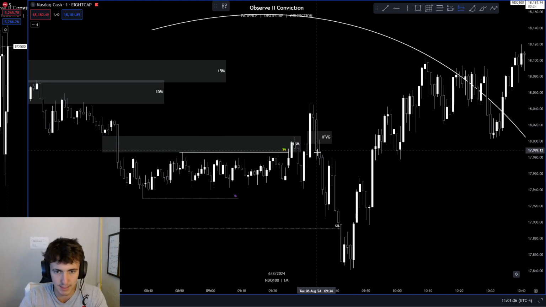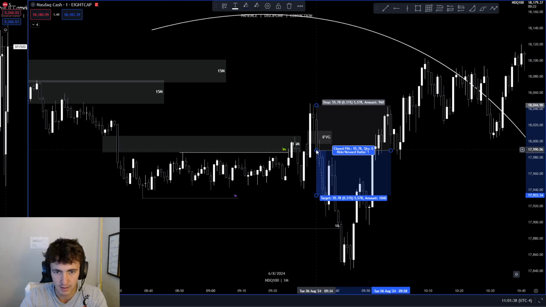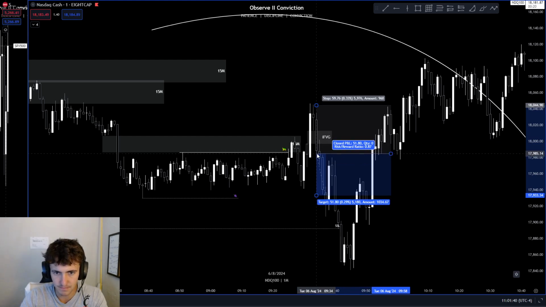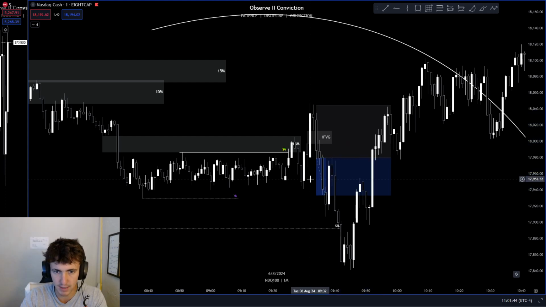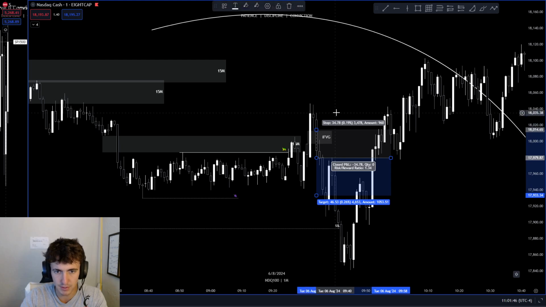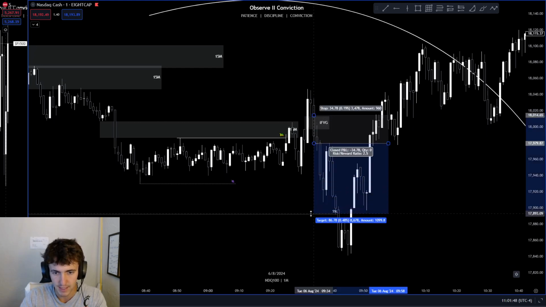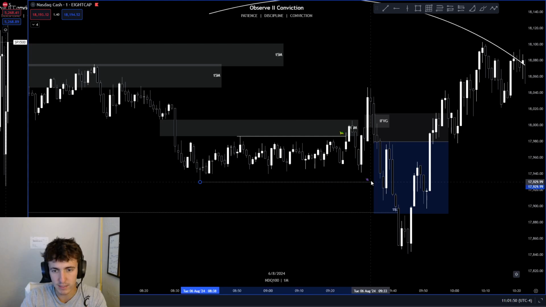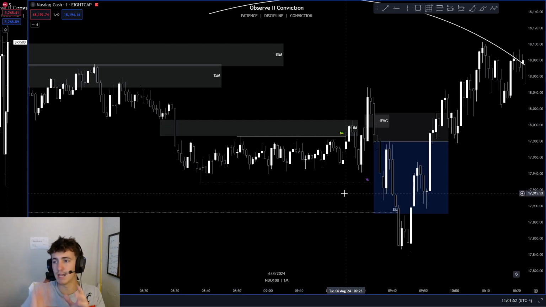Now, this is where I didn't get the best fill. I got my fill like, it would have been right like here. It's like 79.80. This was my fill. Stops were here, and I was targeting this. So what happens? Price launches straight down. Why? Because we're aligning all these things together.